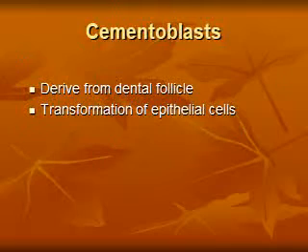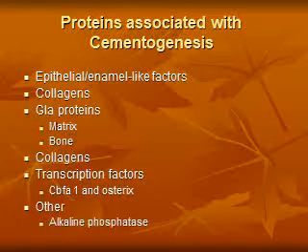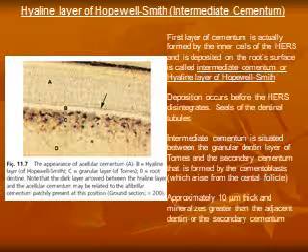Cementoblasts derive from the dental follicle, with transformation of proteins associated with cementogenesis: growth factors, epithelial enamel-like factors, collagens, glycosaminoglycan proteins. All of these are associated with cementogenesis, we need them in the process of cementogenesis, and also alkaline phosphatase.